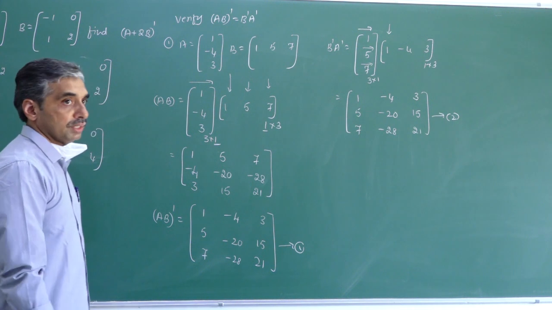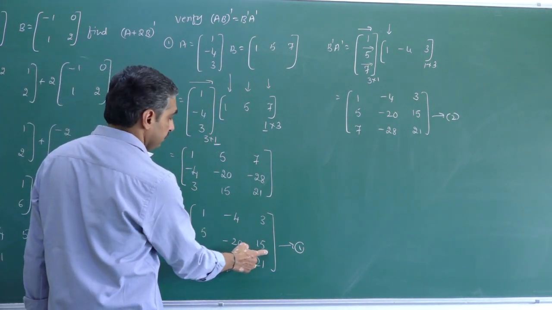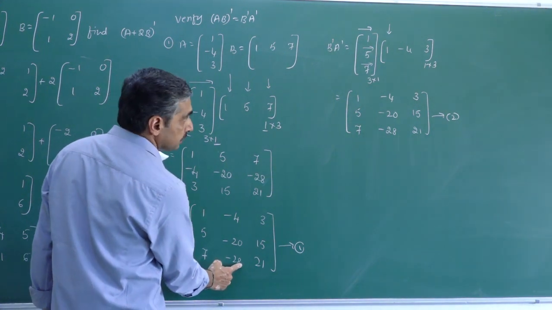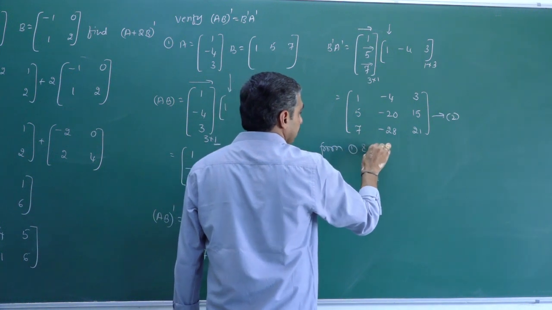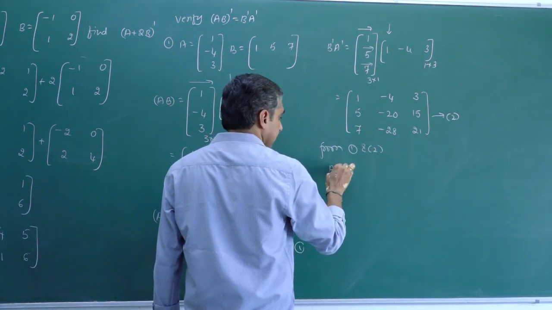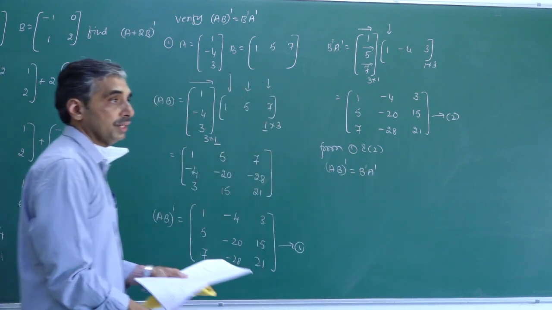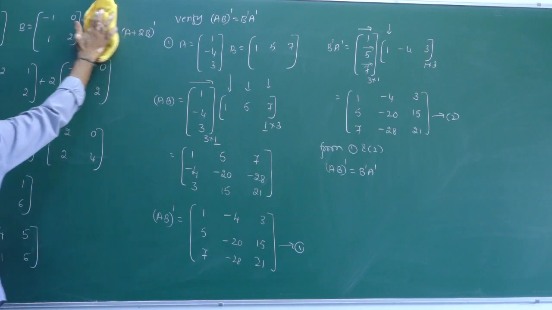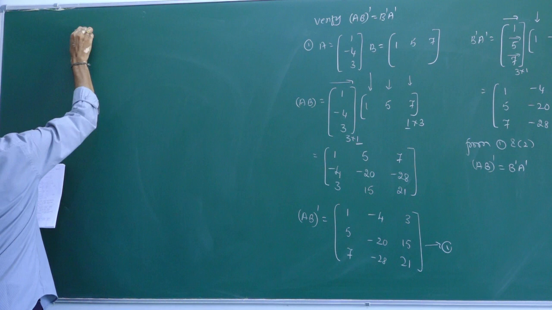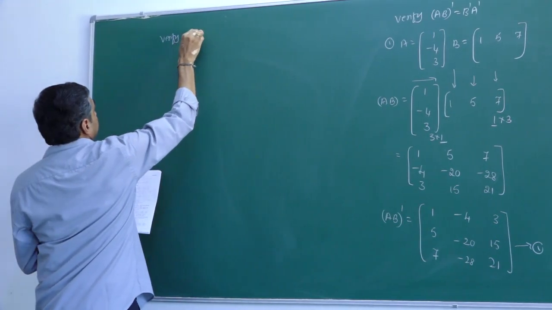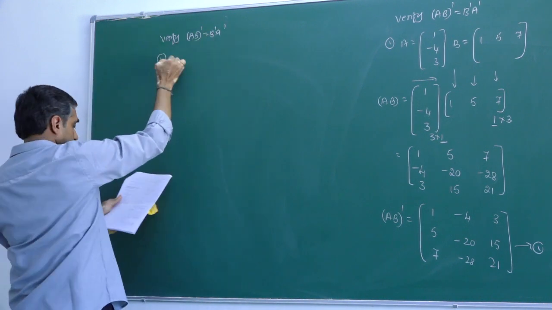So compare the two equations. 1, minus 4, 3, 5, minus 20, 15, 7, minus 28, 21. So from equations 1 and 2, can I write (AB)' is equal to B'A'? This is an important question. Verify (AB)' is equal to B'A'.